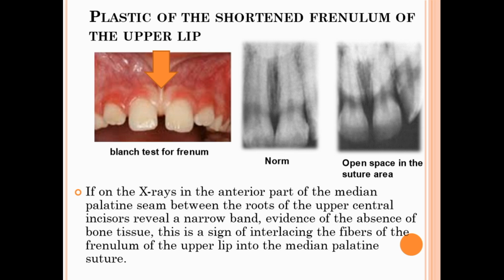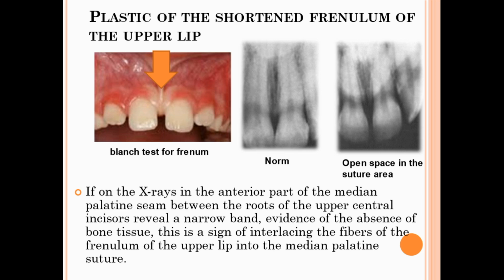In such cases, it is necessary to make plastic of the upper lip frenulum. In the process of surgical intervention, it is not enough to cut the frenulum crosswise. It is necessary to excise its fibers within the middle palatal seam. As a rule, the diastema can be completely eliminated before the surgical intervention.